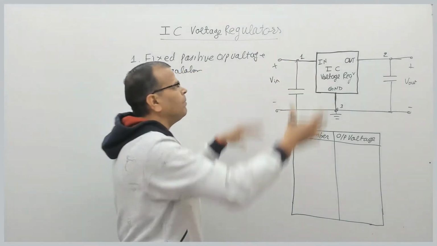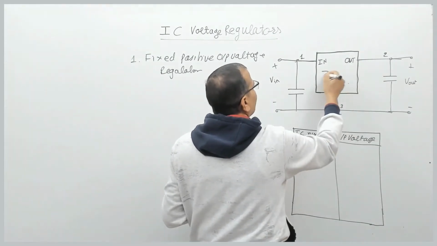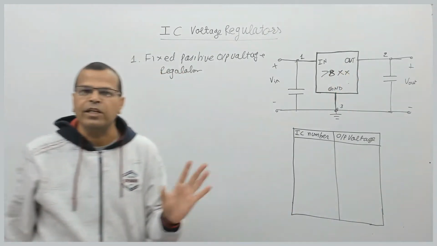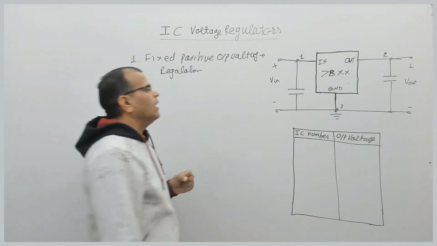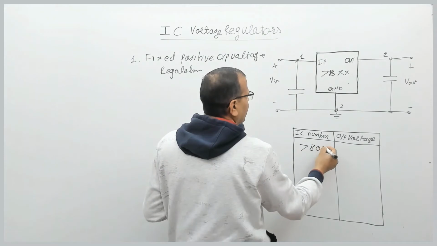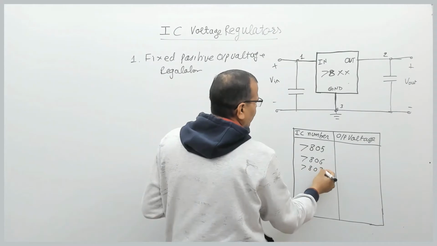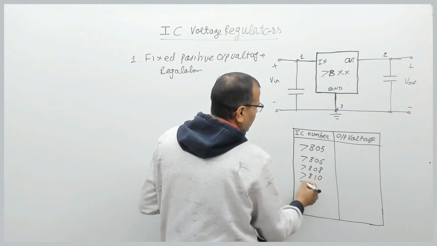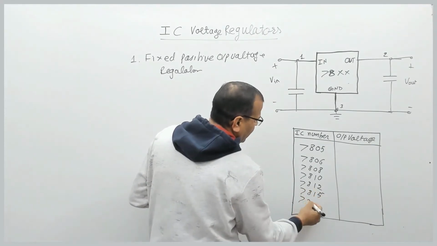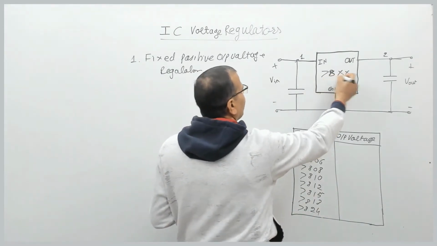The circuit remains the same. The only thing is the IC number here. We will be having the 78XX series voltage regulator. This is the IC number. In the 78XX series regulator we have different types of ICs like 7805, 7806, 7808, 7810, 7812, 7815, 7818, 7824.